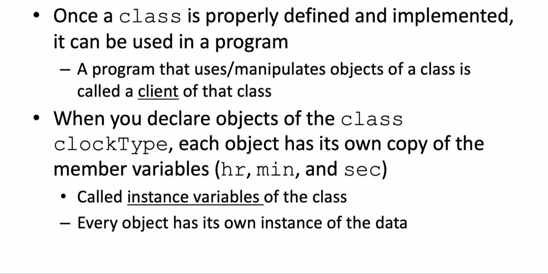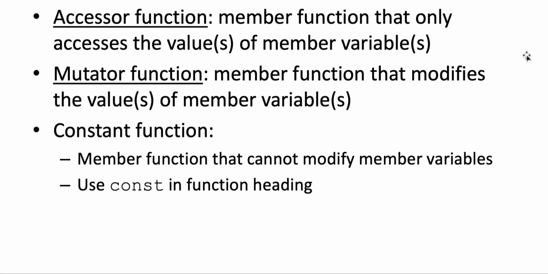Once a class is properly defined and implemented, it can be used in a program. A program or software that uses and manipulates the objects of a class is called a client of the class, or sometimes we call it a user of the class. When you declare objects of class clockType, every object has its own copy of the member variables hour, minute, and second. In object-oriented terminology, variables such as hour, minute, and second are called instance variables of the class because every object instance has its own copy of these data. Okay, so far so good.